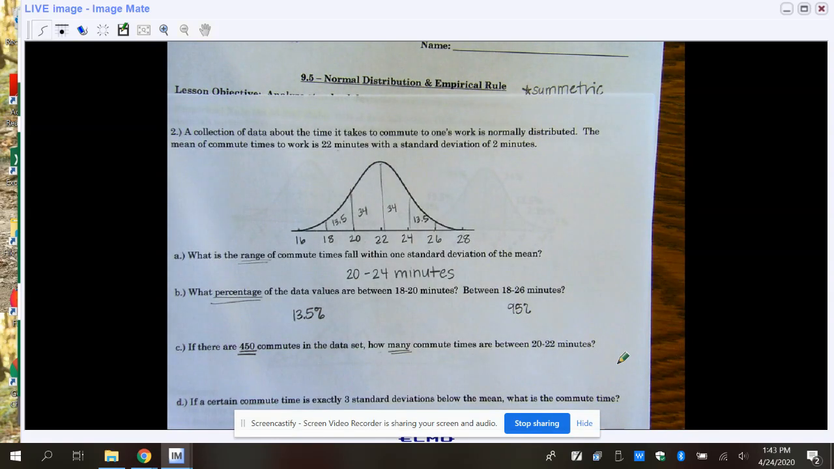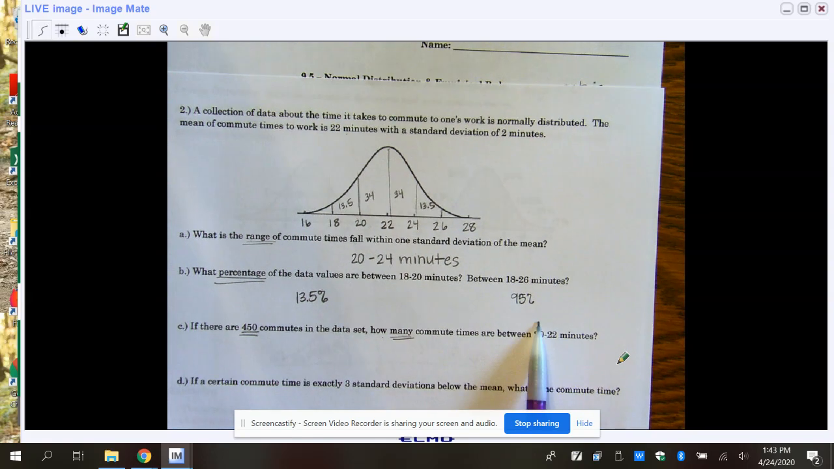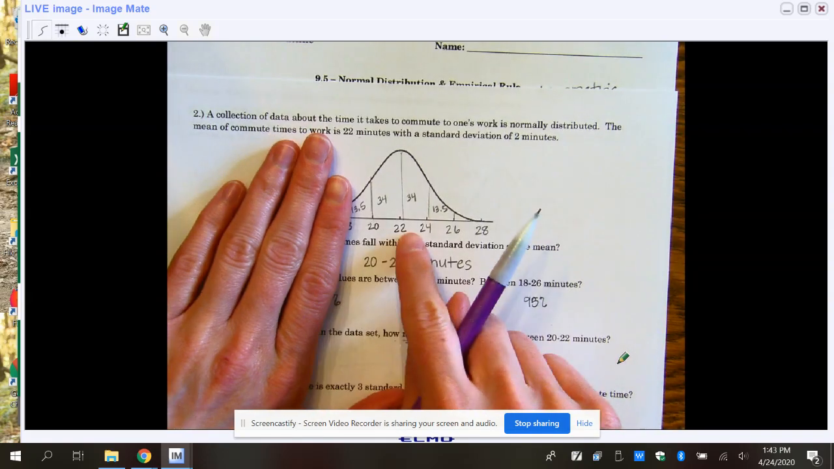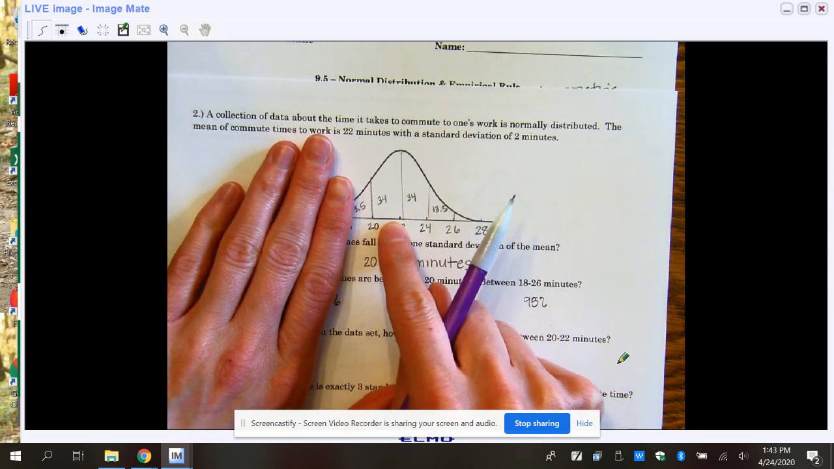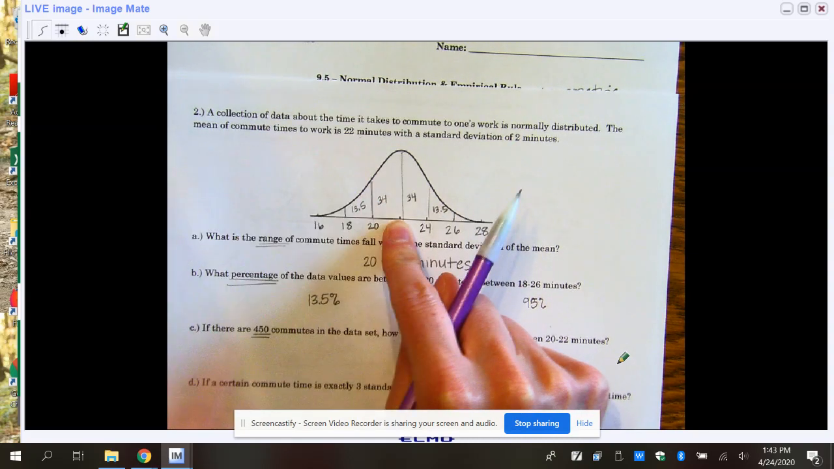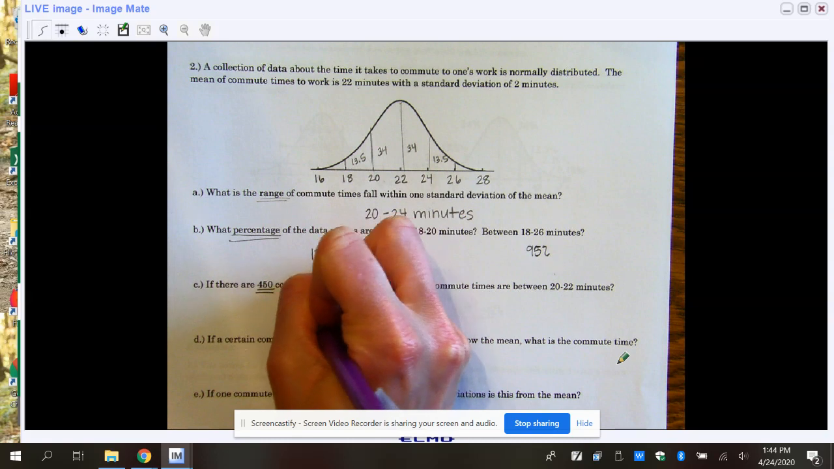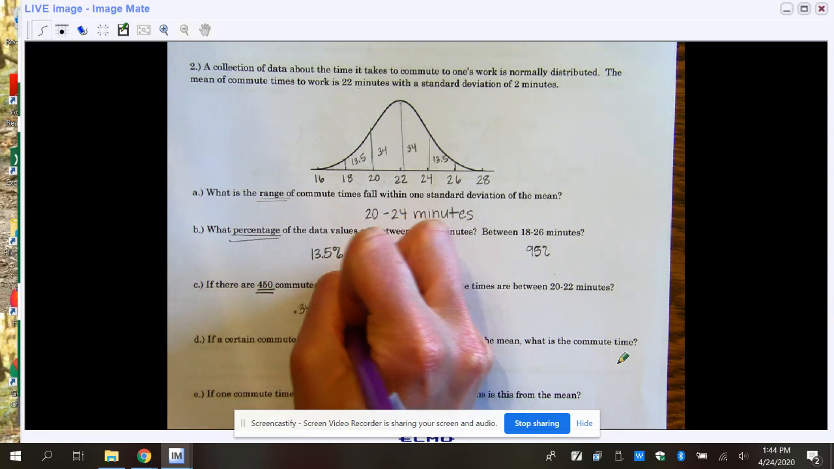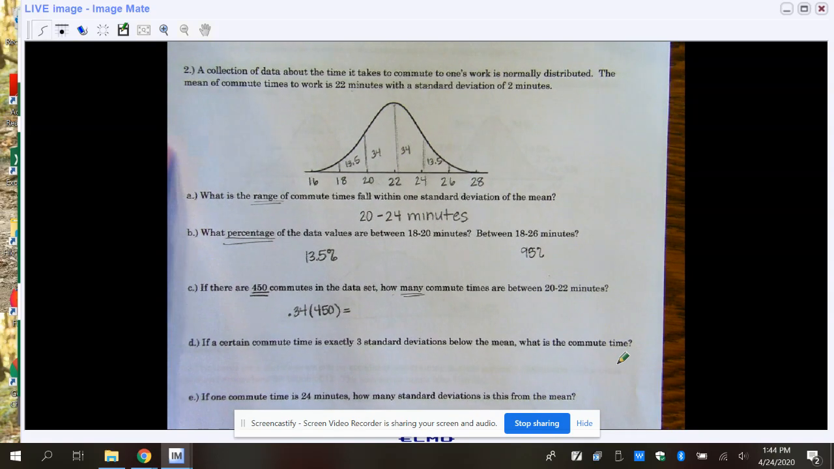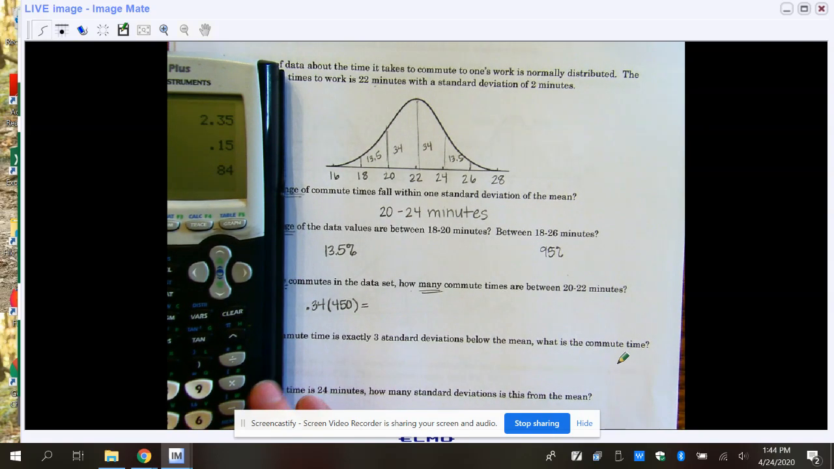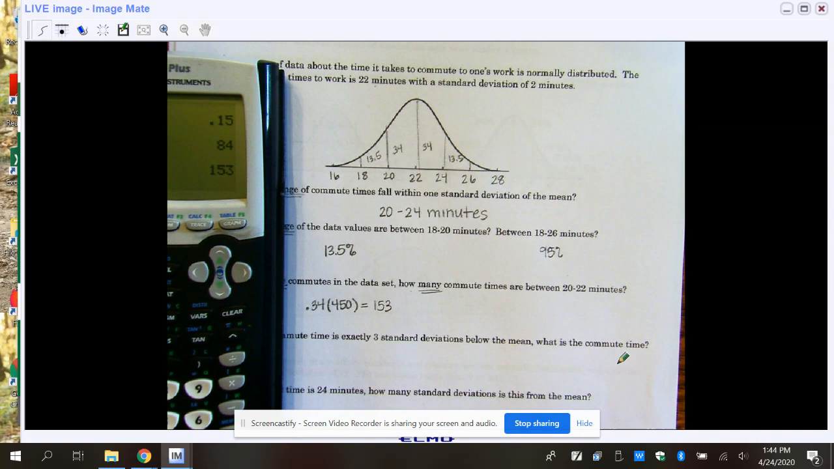Okay, sorry. So now back to this question. So if there are 450 commutes in the data set, how many are between 20 and 22 minutes? So if we look up here, we know that 34% are within 1 standard deviation of the mean. So we need to figure out what 34% of 450 is. Okay. So one way to set that up is just using multiplication. 34% of 450, which is 153.